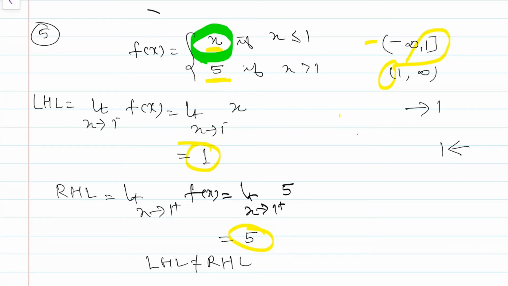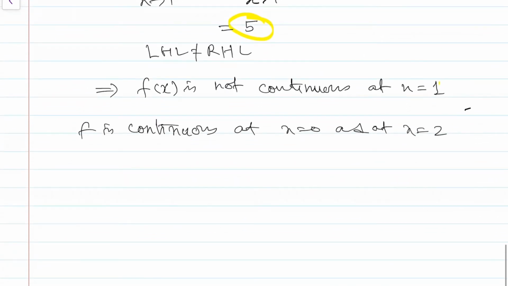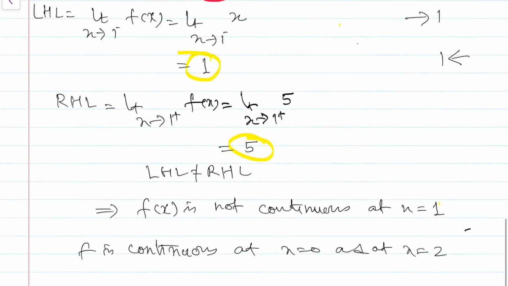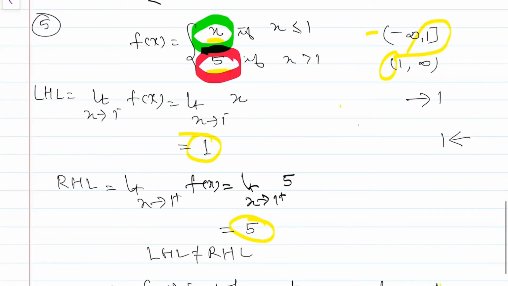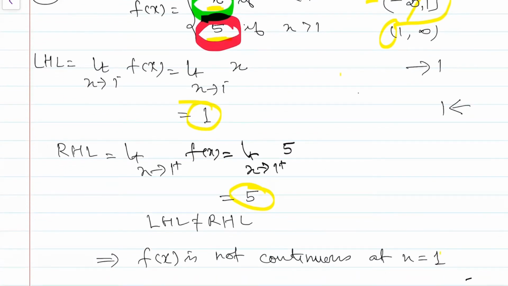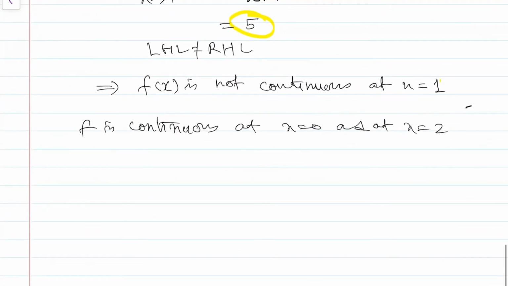At x equal to 2, this definition will be applied. This is also a polynomial. So at x equal to 2, the function will be continuous. So at x equal to 0 and x equal to 2, the function will be continuous. The graph of the function will be like this. When x is less than 1, f(x) equal to x.